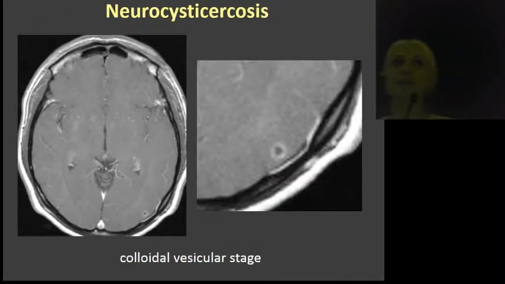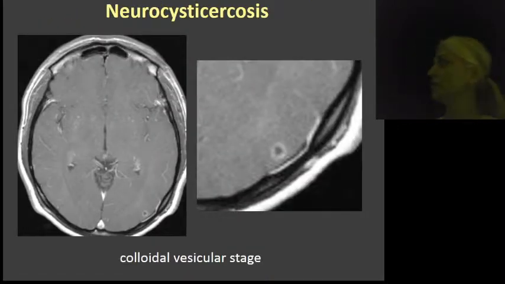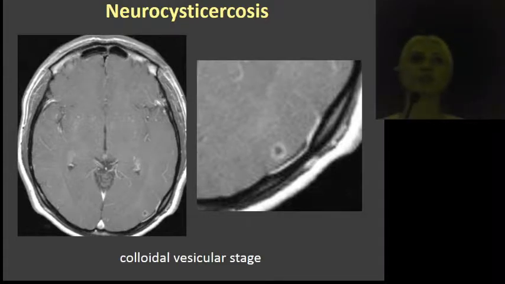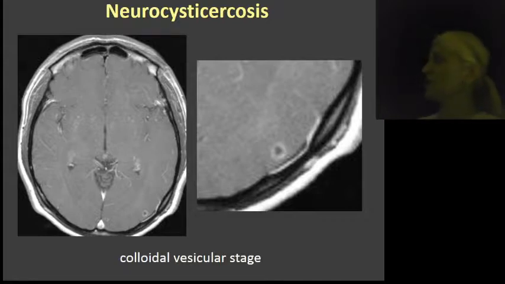Neurocysticercosis, again, you know much more about this than I do. For me, this would be a very exceptional diagnosis, probably in somebody who is traveling. When I used to live in Miami, ring-enhancing lesion was the first diagnosis, and it was always neurocysticercosis. So it's very difficult if it's in this colloidal vesicular stage, because there will be a ring-enhancing lesion. It's very difficult for me.